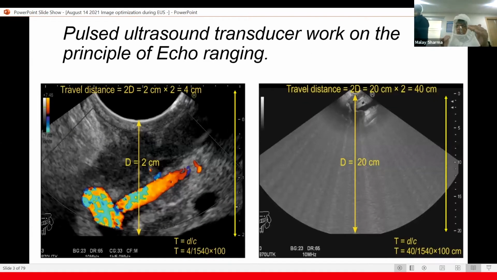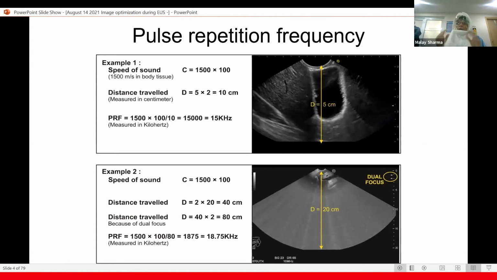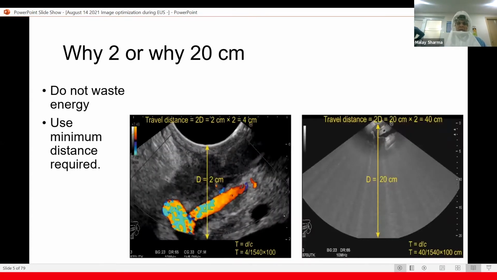This pulse transducer acts on the basis of echo ranging. The sound goes in, the sound comes back. This going in and coming back depends on the depth. If you have more depth, your pulse repetition frequency is low. If you have less depth, your pulse repetition frequency is high. And that is what we will explain.